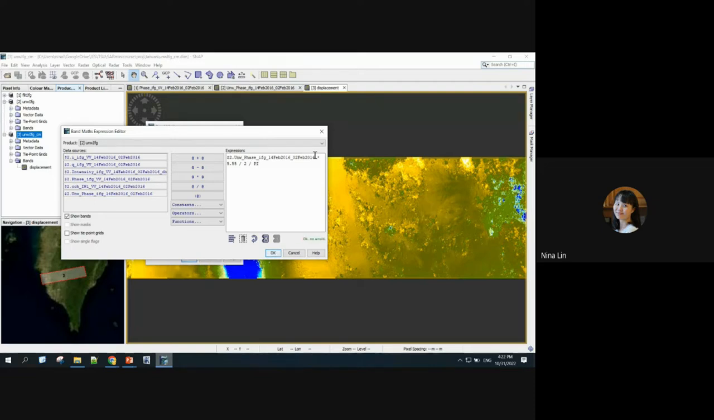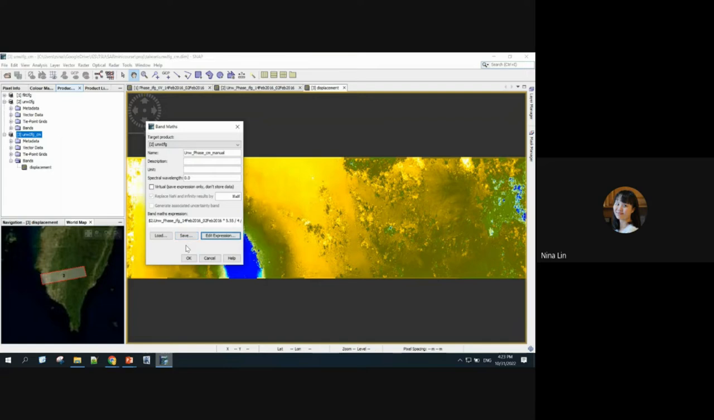But remember, the radar measures the two-way travel time from the satellite to the ground and back to the satellite. So whatever radians you measure need to be further divided by 2. So the factor of 2 needs to become 4. That goes to the equation that you're seeing in the slide. You take the unwrapped phase, and the original unit is radians. You multiply with the wavelength of the radar and divide by 2 pi radians, and divide by another factor of 2, representing the two-way travel time. You hit OK.